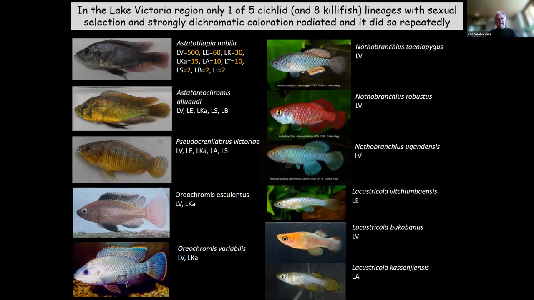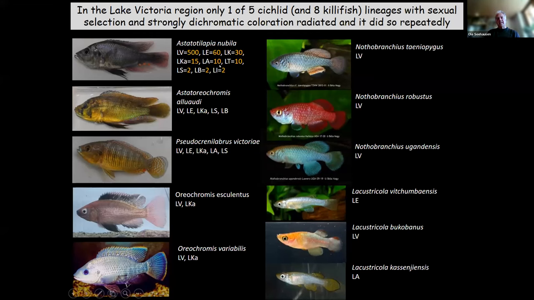Another way you can see that this previous simple model with sexual selection and ecological opportunity is insufficient comes from looking at just one lake, Lake Victoria. That lake, and the lakes around it, have been colonized by five different types of cichlids that all share the mating trait system, sexual selection and sexually dichromatic coloration, and by several killifish that also all share that. And yet none of them has radiated except for one. These little abbreviations are the lakes they colonized. When there's no number behind it, it means they colonized and did nothing, no speciation.